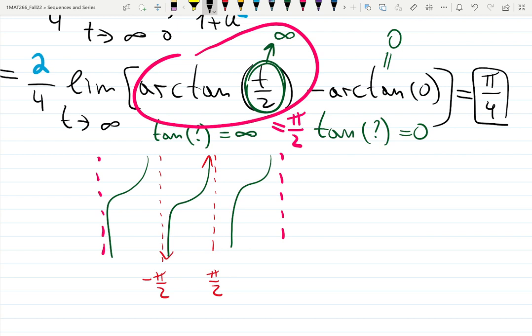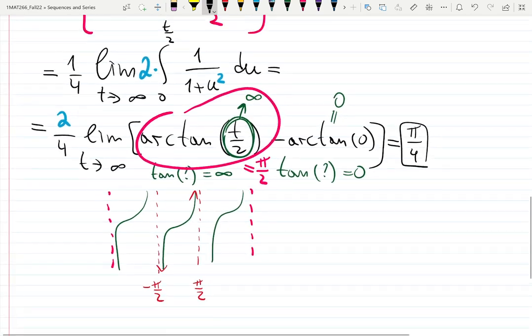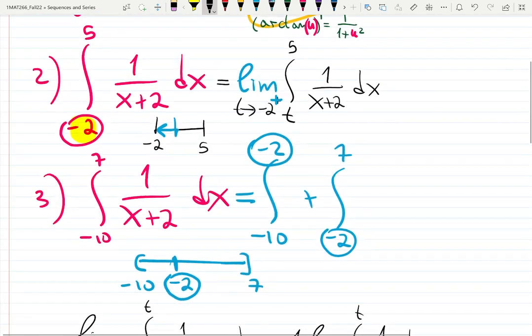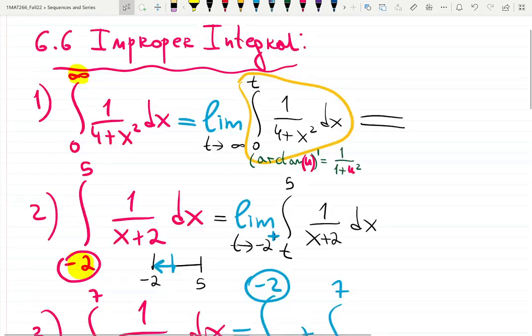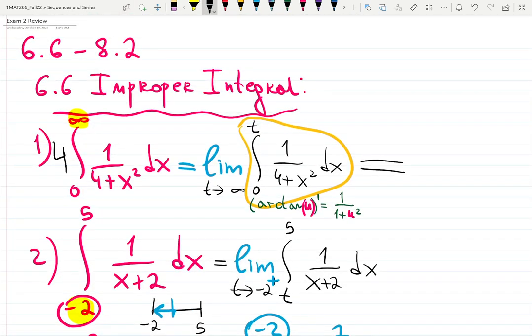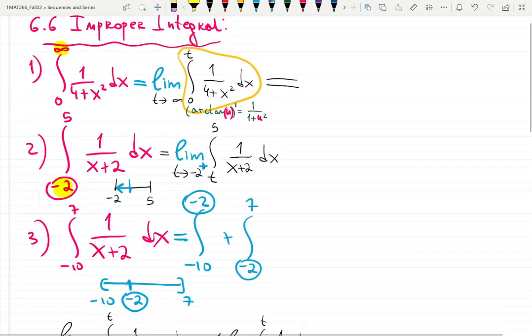But don't try to memorize answers like this because, of course, in the test I might multiply everything by 4 at the very outside, and now the answer will be different. If I multiply everything by 4, now the answer is pi. So make sure you don't just memorize this if I put this in a test.